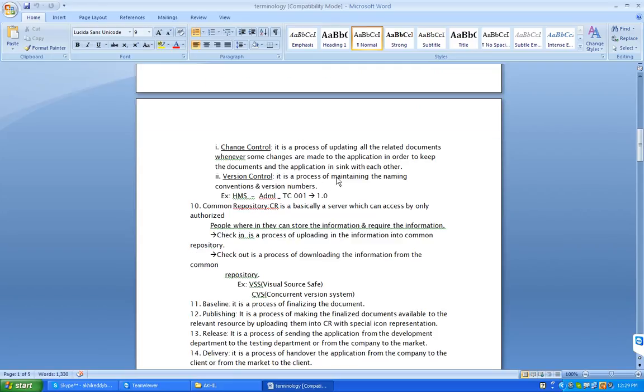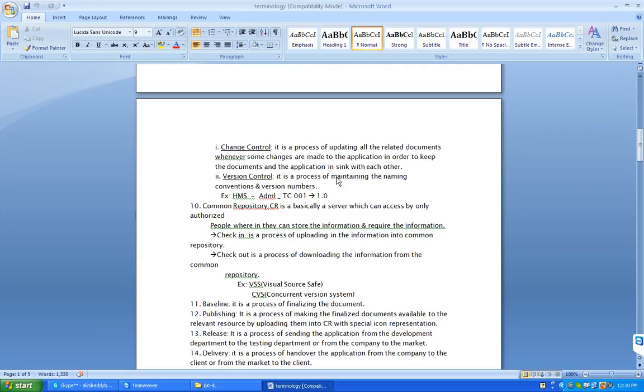Common repository. A common repository is a storage place where we can store the total company information. Each and every software company maintains a common repository. They store the total company information, the total number of employees, turnover, upcoming projects, recently completed projects, what the main tasks are, everything in one repository. That is called a common repository.